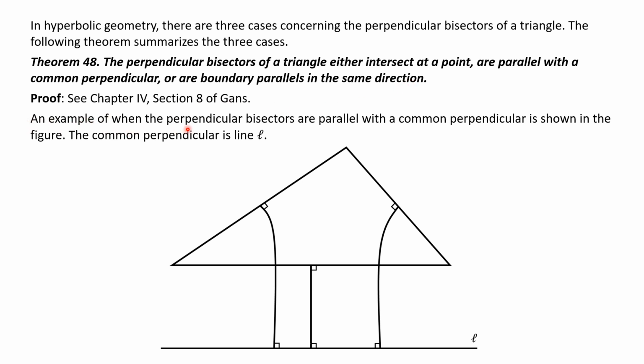So an example of the second case, when the perpendicular bisectors are parallel and have a common perpendicular. We see this line here is a bisector, and it's perpendicular to this side. This line here is a perpendicular bisector of this side of the triangle, and this line here is a perpendicular bisector of this side of the triangle. These three lines are parallel, and they all have a common perpendicular, the line L. And I'll show you an example of the third case on the next slide.